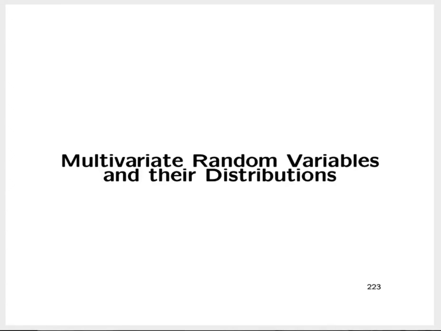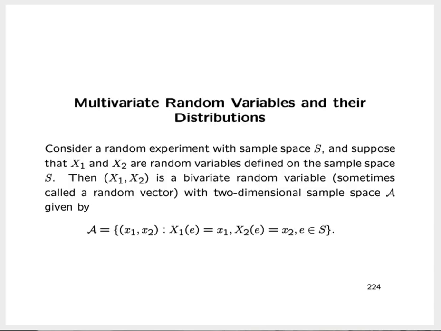In this lecture video, we start looking at multivariate random variables and their distributions. Consider a random experiment with sample space S, and suppose that X1 and X2 are random variables defined on the sample space S. Then the ordered pair containing the two random variables is a bivariate random variable, sometimes called a random vector, with two-dimensional sample space, script A, given by the following.